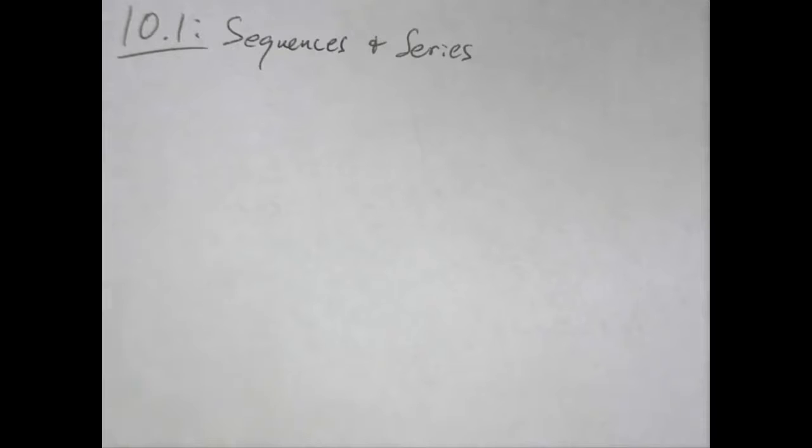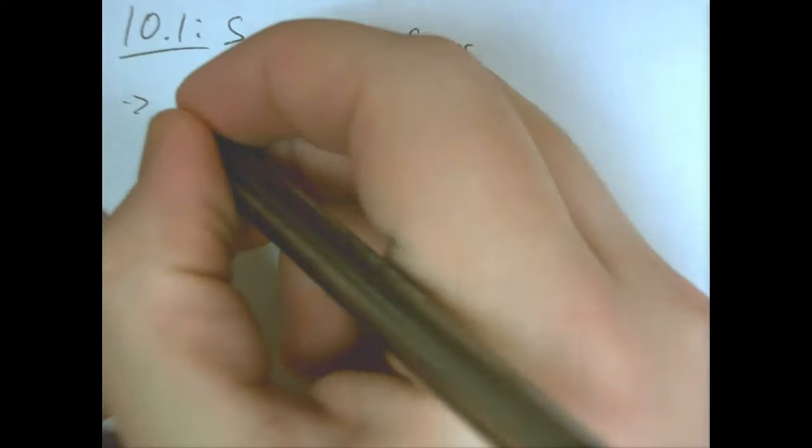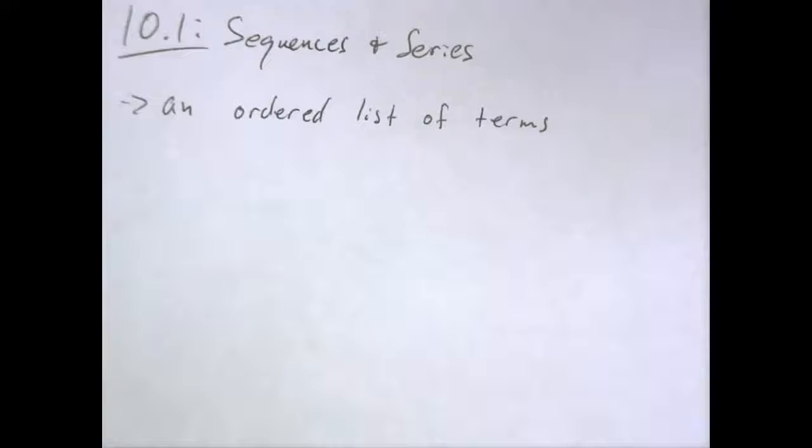In this video, I'm going to be doing section 10.1. It's talking about sequences and series. So again, like always, what we have to do is actually figure out what it's talking about when it says a sequence. Well, a sequence is an ordered list of terms.